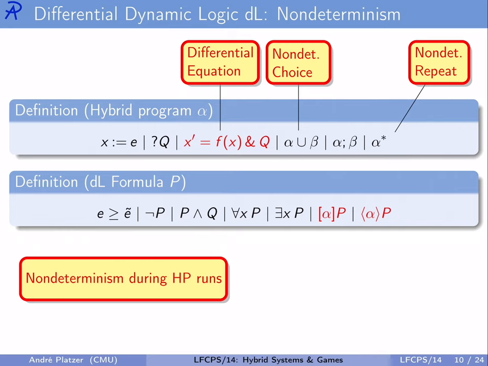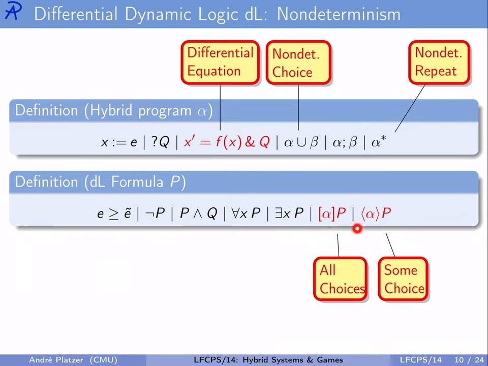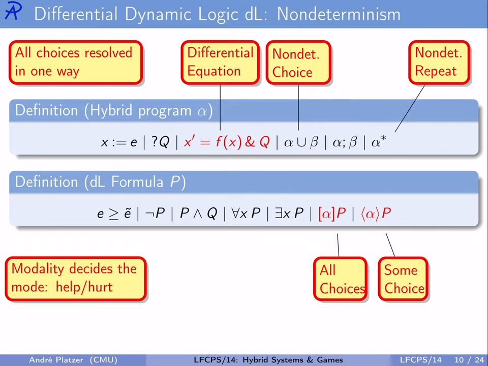That means there is no prior commitment as to how they are resolved, but they will be resolved in all possible ways whenever you talk box modality, because it says all runs of alpha take us to states where P is true, whereas they're resolved in one possible way whenever we're in the diamond modality context, because alpha diamond P says there's one way of running alpha to a state where P is true. So that's looking at all choices, and that's looking at one choice. And the point is that all of the choices are resolved in one way, in every possible way, or in just one possible way. And whether all the non-deterministic choices hurt or help is just decided by the modality that's around it.